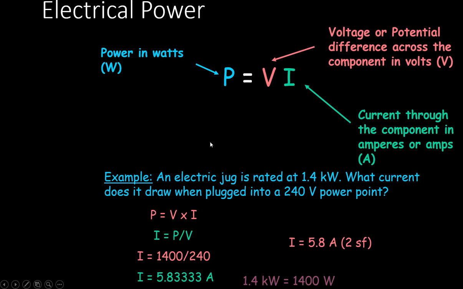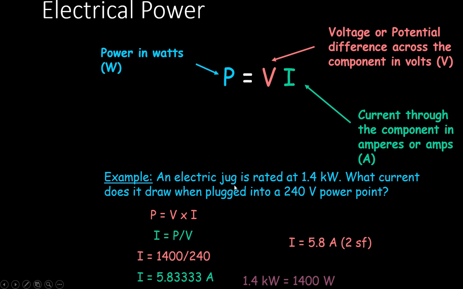But that's not the only way you can calculate electrical power. You can also calculate it in terms of voltage and current. So power in watts, still same power, is equal to the voltage across a component times the current through a component. So a component is something like a light bulb or a dishwasher or a washing machine or oven or whatever. So just how much voltage difference and how much current goes through it.